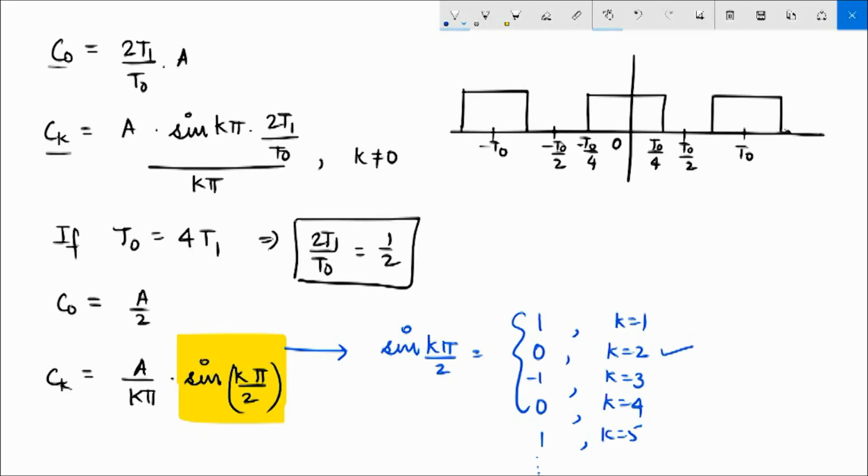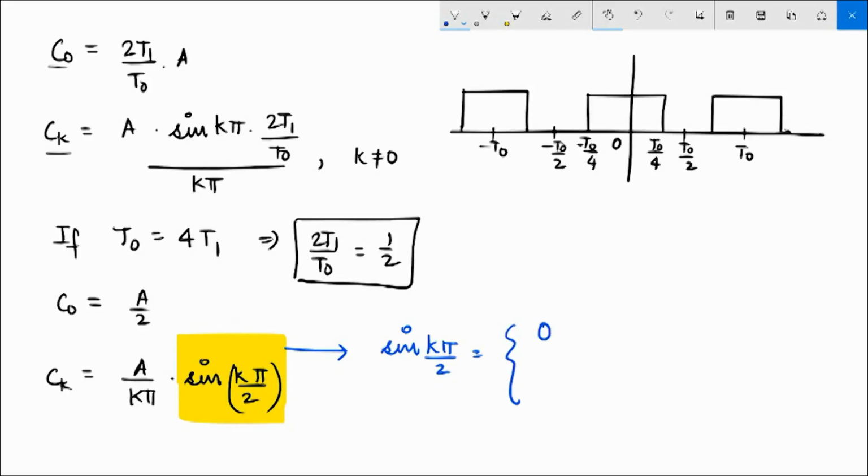That means for all the even values of k, this value comes out to be 0, and for all the odd values, sine k pi by 2 is not 0, but it oscillates alternately between 1 and minus 1. So I could simply rewrite this as: sine k pi by 2 is equal to 0 when k is even. That means k is equal to some 2m, if m is also an integer. When k is equal to 2m, that means when k is even, sine k pi by 2 is 0.